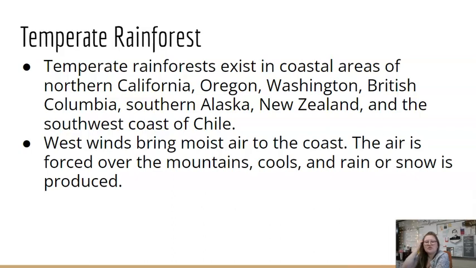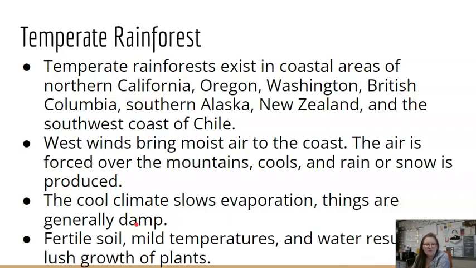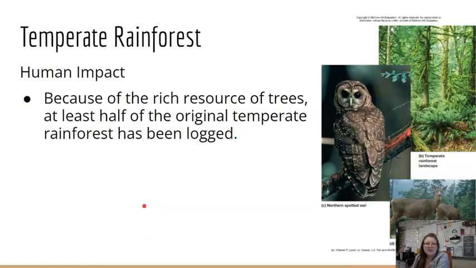West winds bring moist air to the coast. The air is forced over the mountains, cools, and rain or snow is produced. The cool climate slows evaporation and things are generally damp. Fertile soil, mild temperatures, and water result in a lush growth of plants. They really are gorgeous. All right, so human impact.